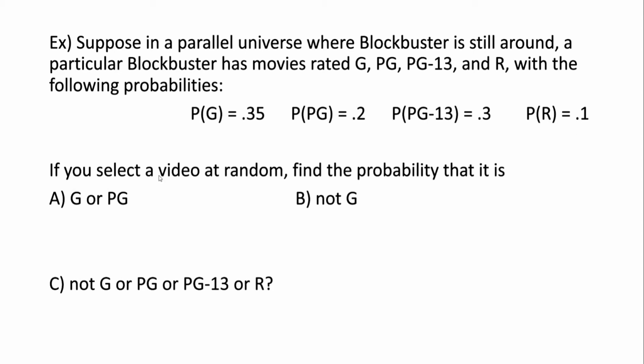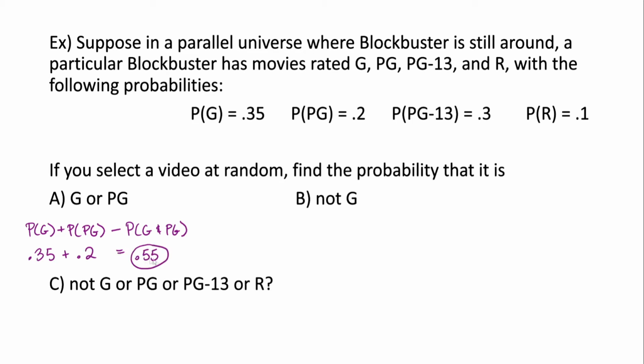Now we're being asked, if you select a video at random, find the probability that it is either G or PG. So if we use our addition rule, it would be probability of G plus probability of getting a movie that's PG minus the probability of getting both.